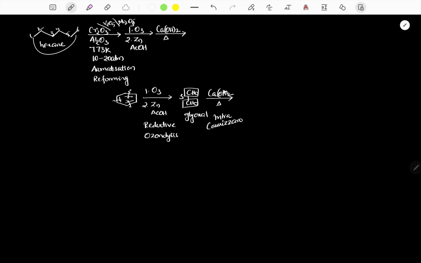Therefore in intra-Cannizzaro, if OH minus attacks the aldehyde carbon, that carbon undergoes oxidation and the remaining carbon undergoes reduction. So it is a Cannizzaro reaction product.